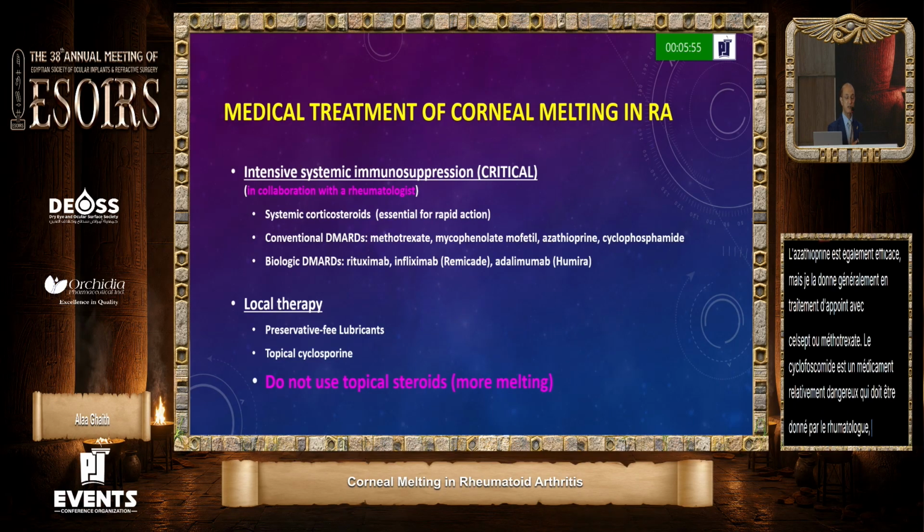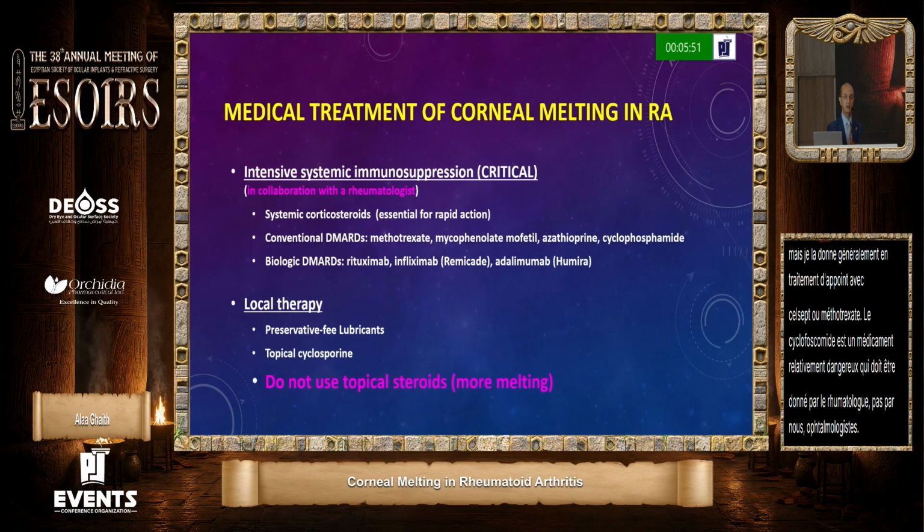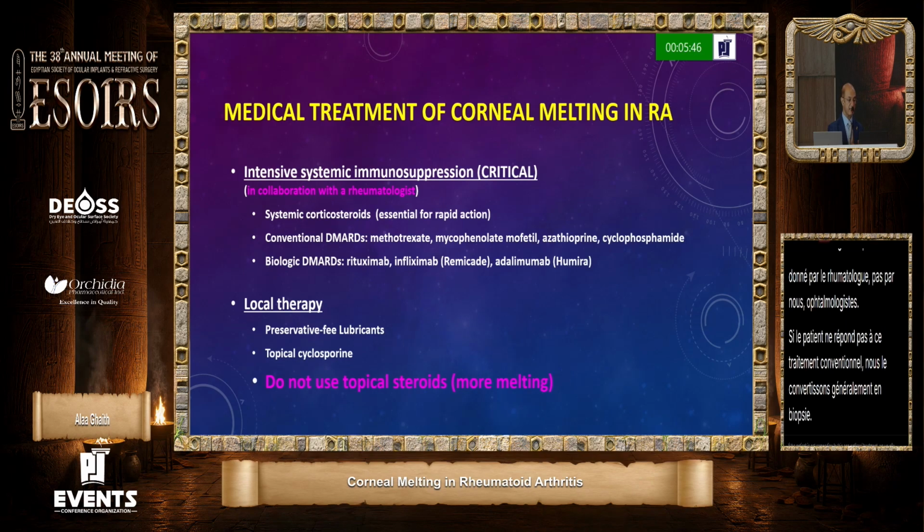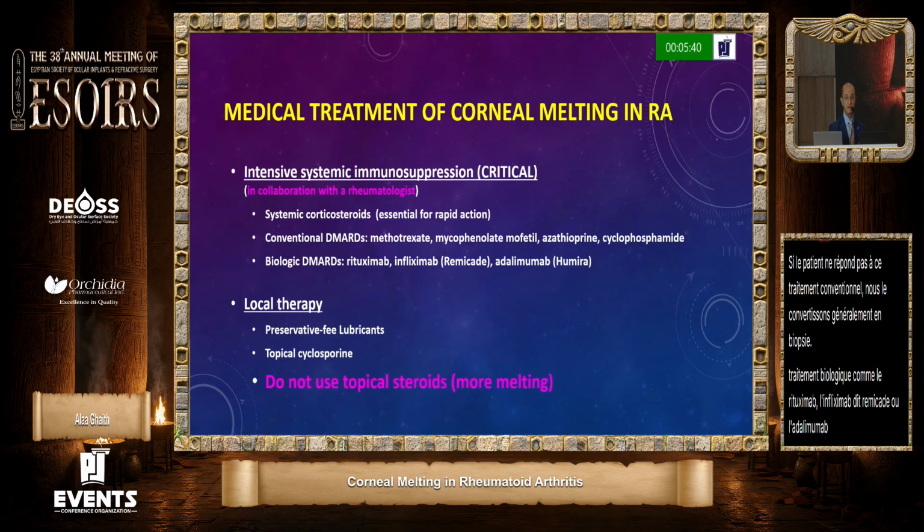If the patient is not responding to this conventional treatment, we usually convert him to biological treatment like rituximab, infliximab, known as Remicade, or adalimumab, the Humira. These drugs are expensive, but they are usually very effective in managing rheumatoid arthritis patients.